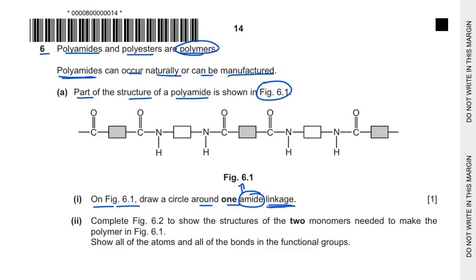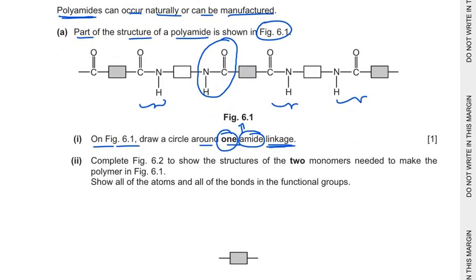So we are supposed to show the linkage of amide, and we are supposed to draw the circle on only one amide linkage. So here is the amide linkage where we are supposed to draw the circle, and here it is shown. You can draw a circle on the other amide linkages also as shown here. Any one will do. I have selected a center one. You can do any one, that's fine. Now complete the figure 6.2 to show the structures of the 2 monomers.